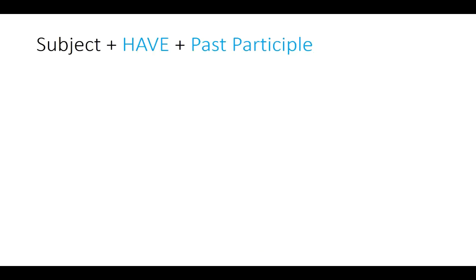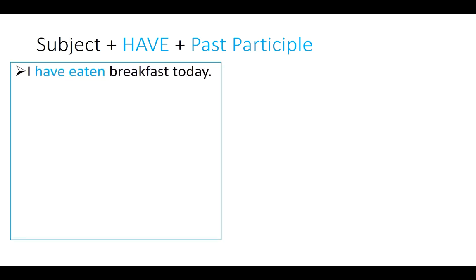Hi, my name is Jake, and today I'll be teaching you a review of the present perfect tense. How do we form the present perfect tense? We need two words to form this tense: the helping verb have and the past participle of the verb. For example, in the sentence, I have eaten breakfast today, have is the helping verb, and eaten is the past participle of the verb eat.